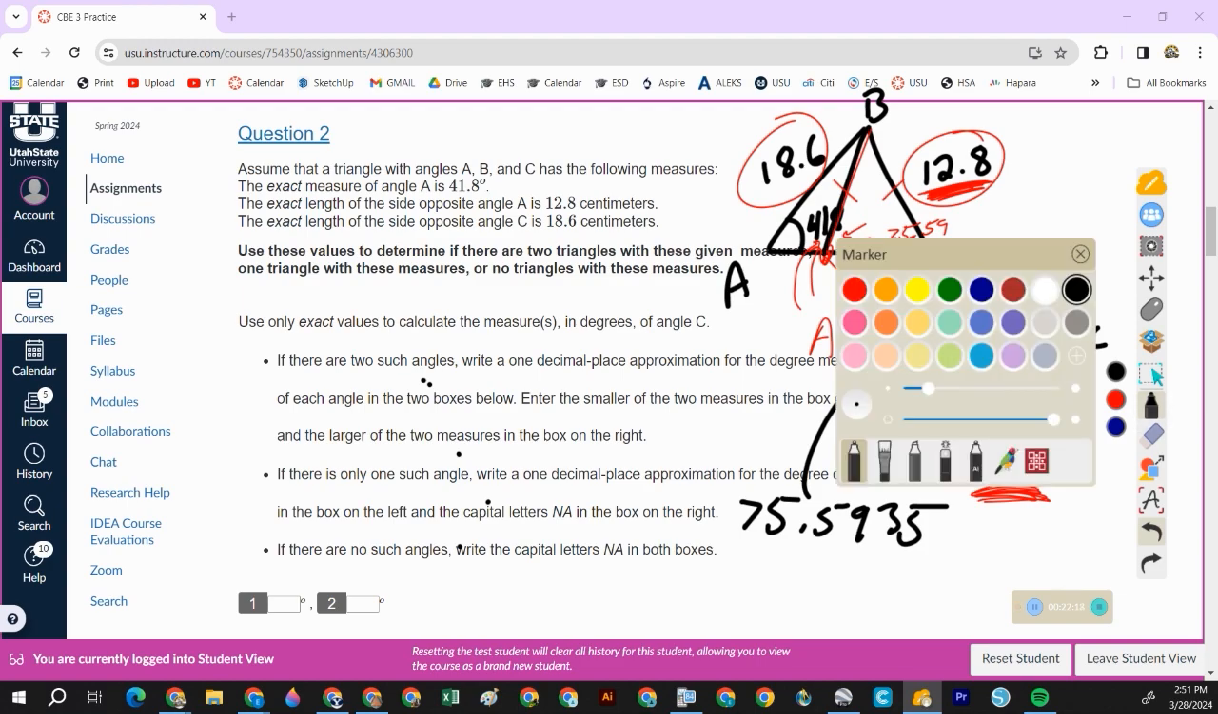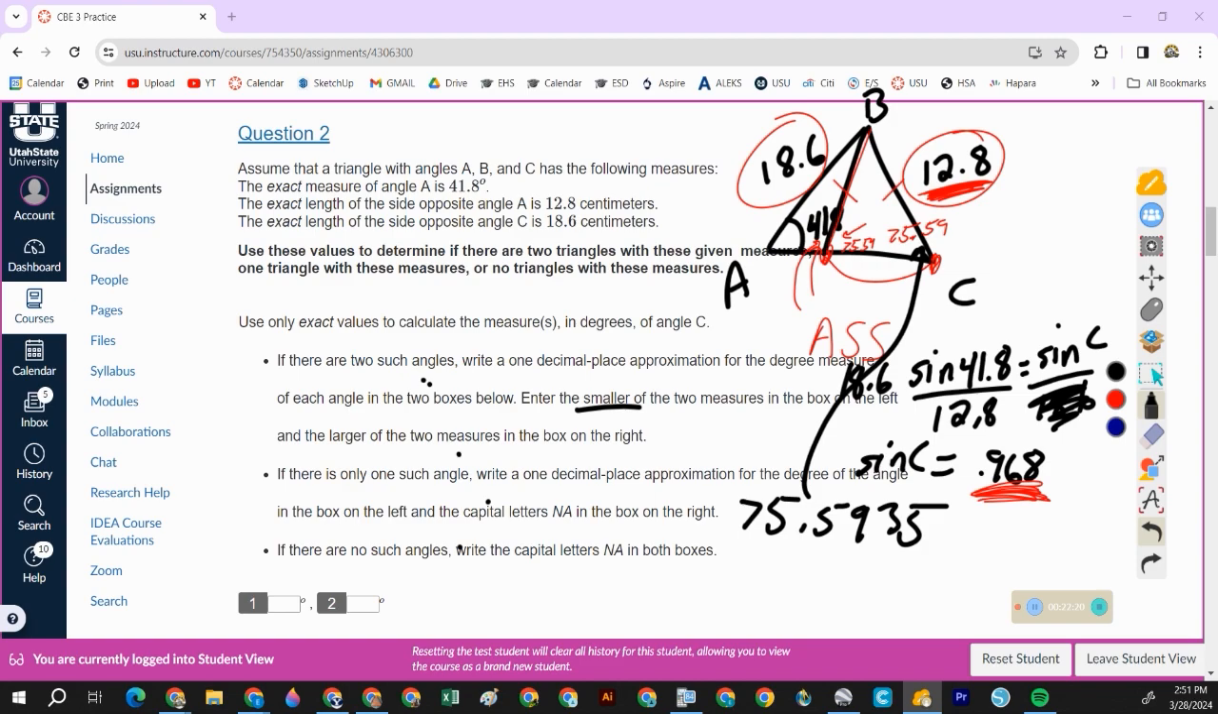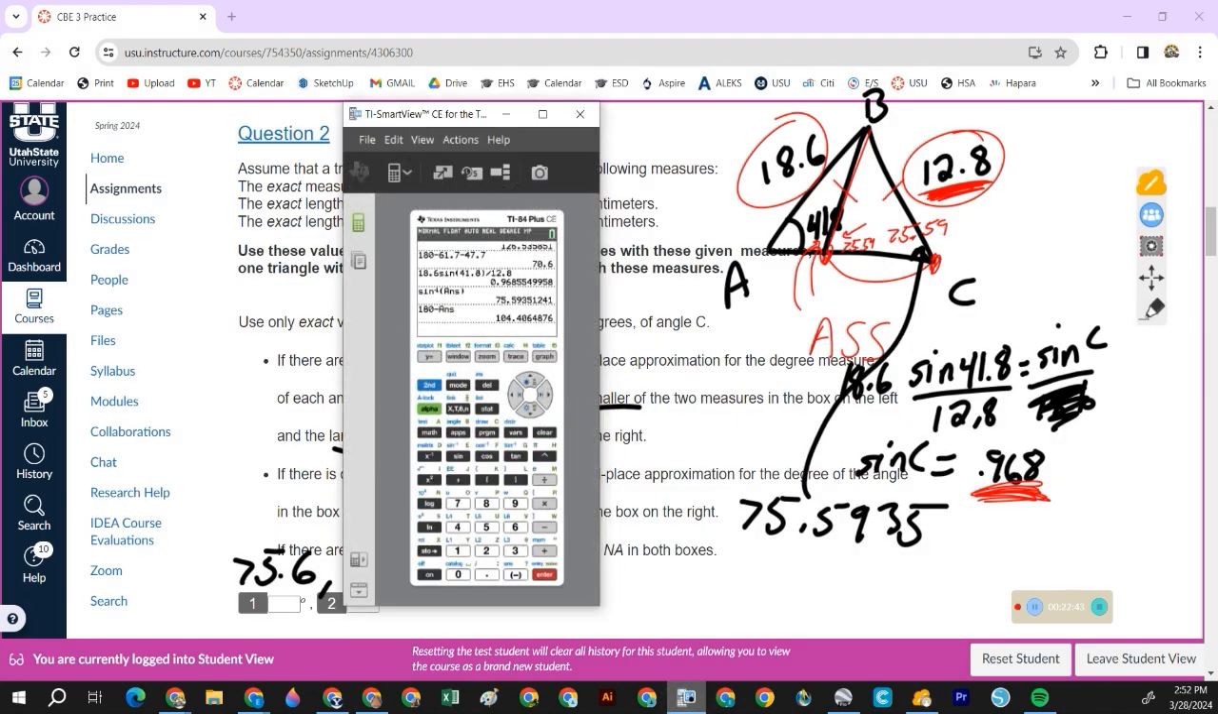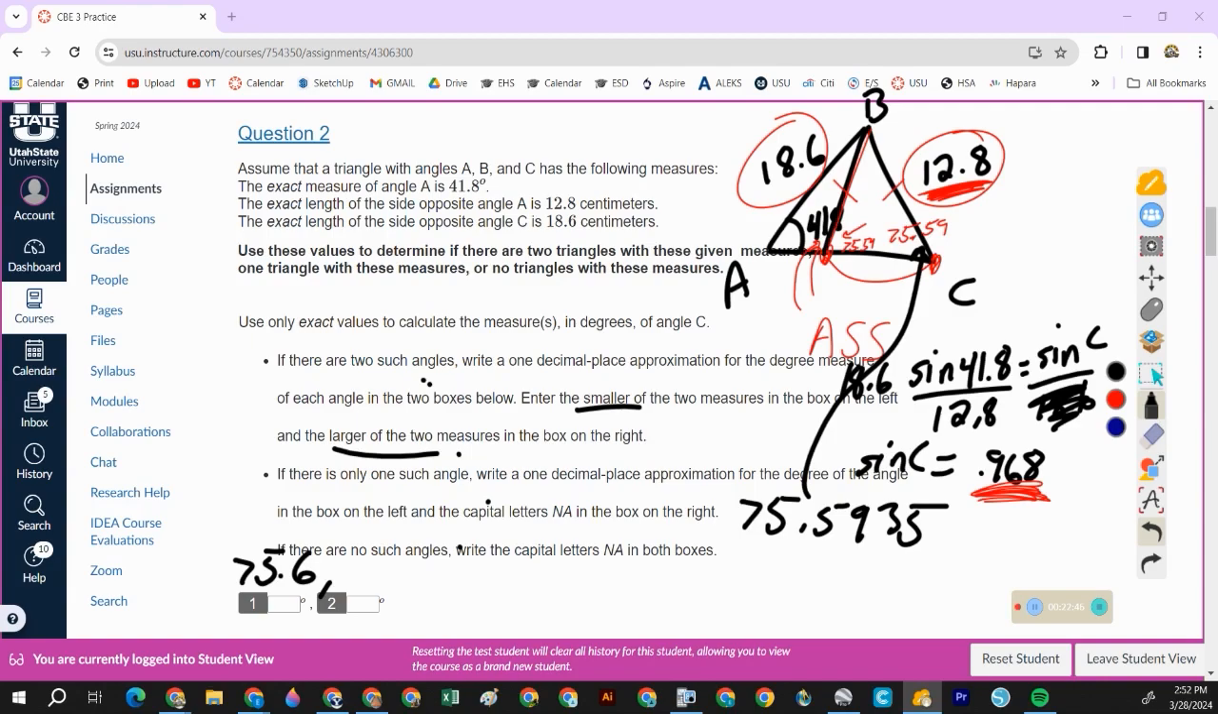Now, when you put these in, it says, and this is really dumb, put the smaller one first and the larger one on the right. So I would write, and it wants a 1 decimal approximation, 75.6 and 104.4. Now if you mix those up, I'll mark it right for you.